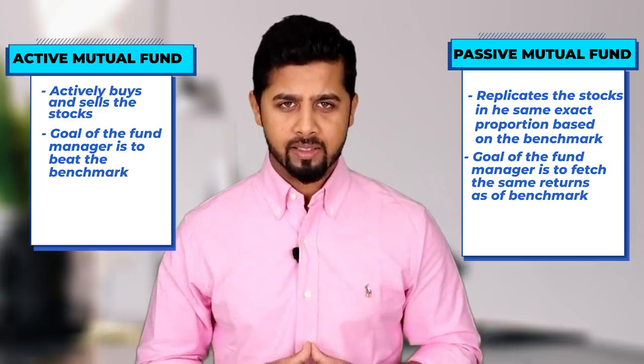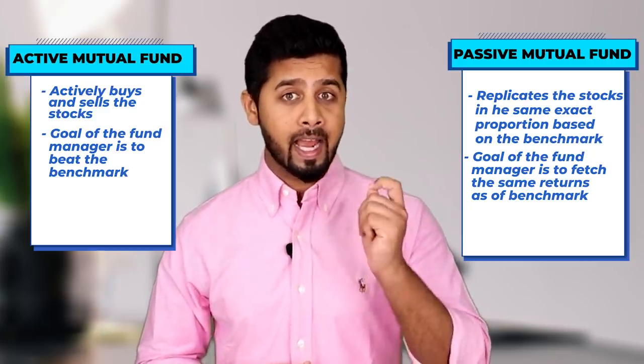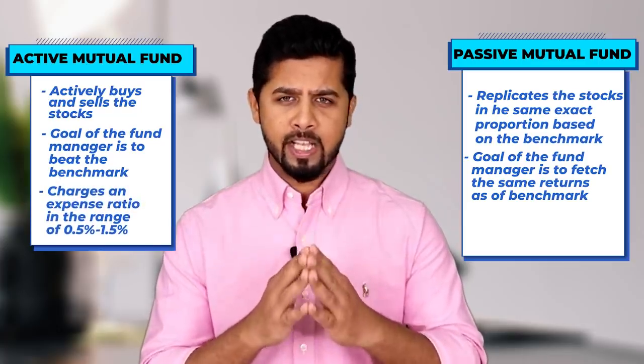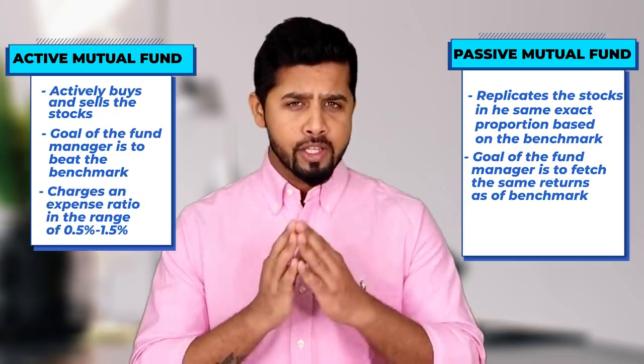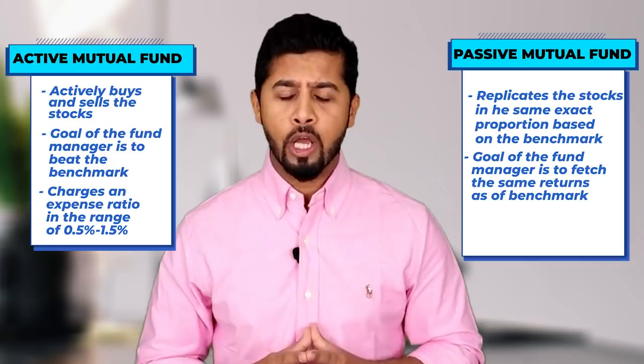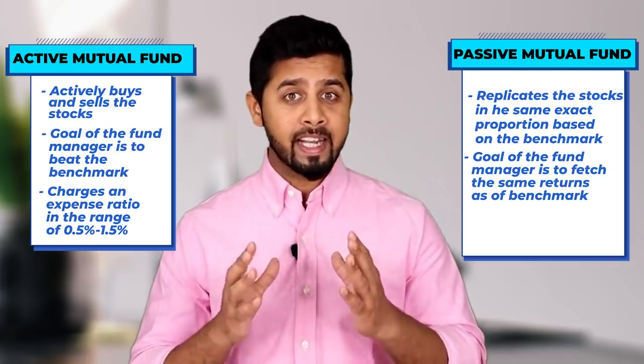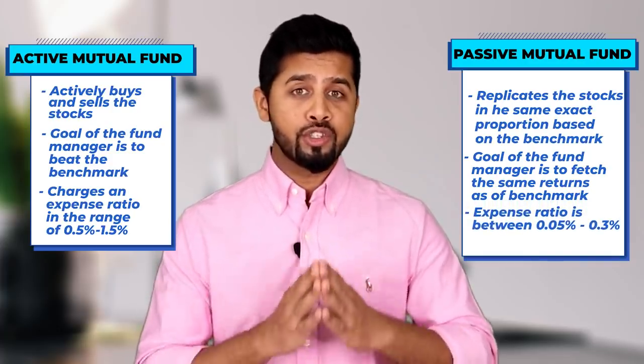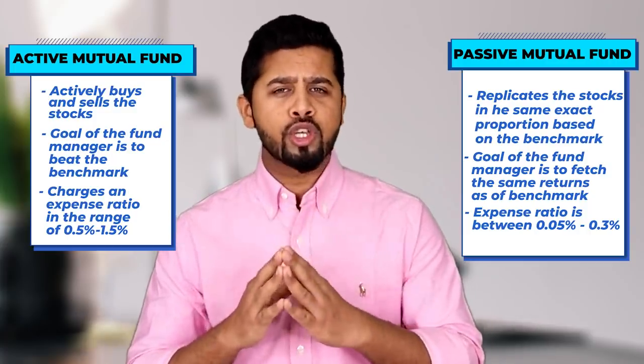And the third difference is that in an active mutual fund, the fund charges an expense ratio somewhere in the range of 0.5% to 1.5% for direct plan, whereas index fund expense ratio is between 0.05% to 0.3%.